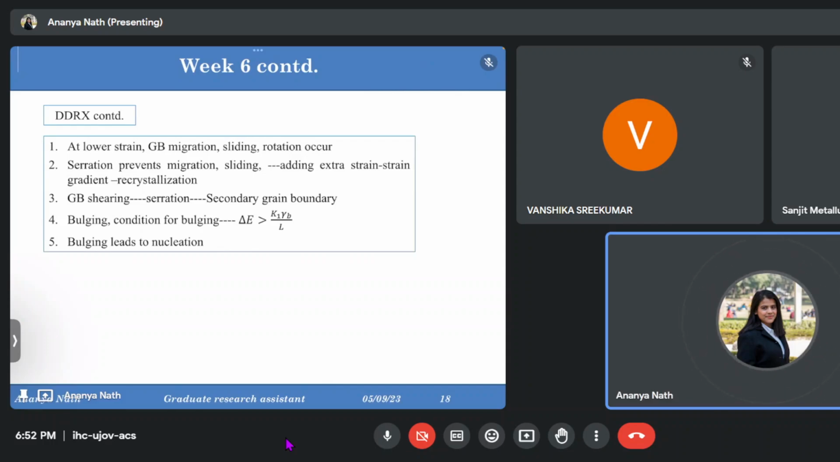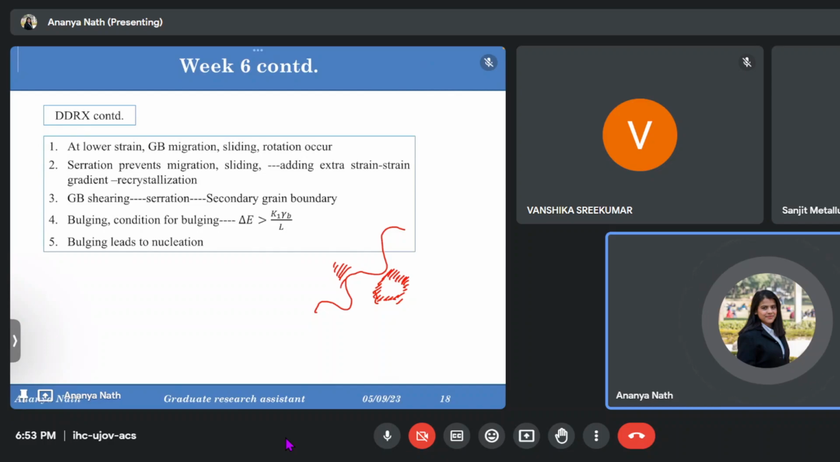Then adding extra strain gradient means this, it's like the dislocations have gathered. So previously, there were a lot of dislocations. Now they have gathered at a particular place. We were wanting this gathering of dislocation. So we wanted SFE to be high, but now we want SFE to be low so that this gathered dislocation cannot move anywhere. Now they are just trying to glide, slide and rotate to get this cell structure.